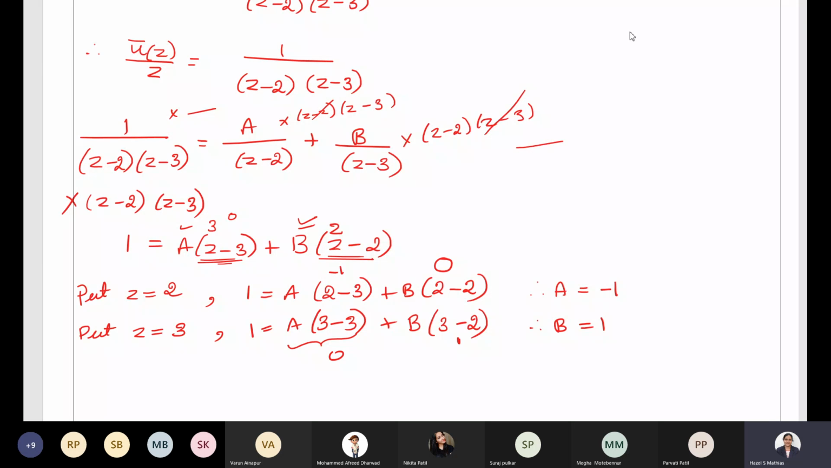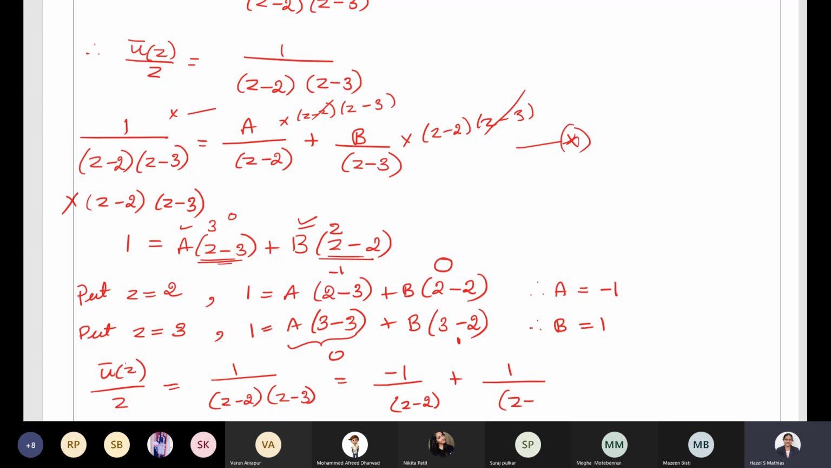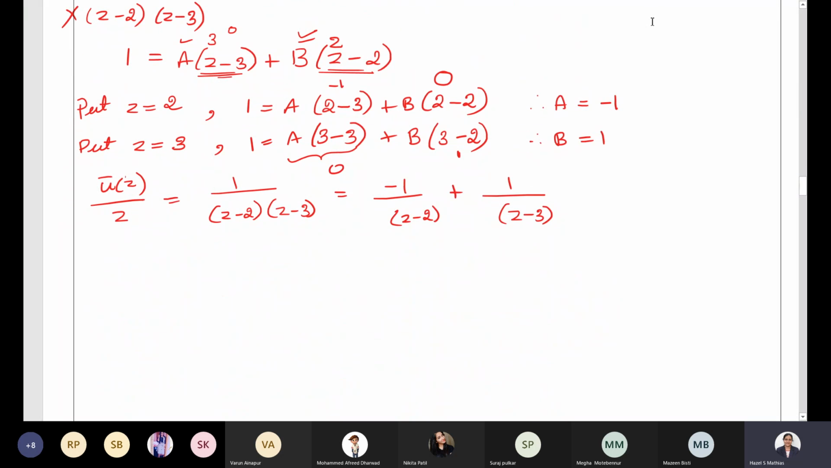Next, so we found the values of a and b. Substitute over here in this expression star. What do we get? U bar of z divided by z, that is 1 divided by z minus 2 into z minus 3, which we have expressed in terms of partial fractions, and we have found the values of a and b. A value is minus 1 by z minus 2. B value is 1 by z minus 3. This is from star.